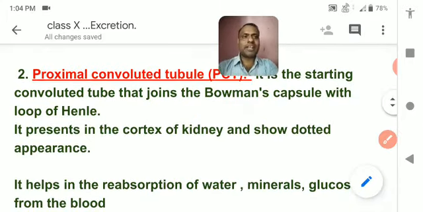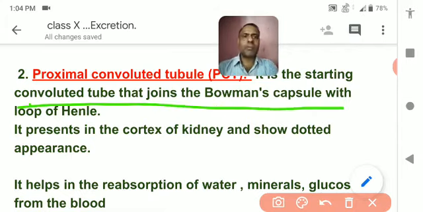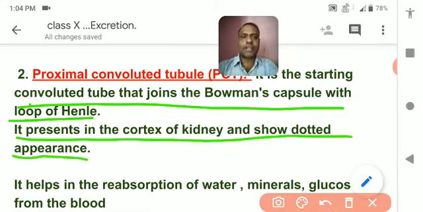So it is the starting convoluted tube that joins the Bowman's capsule with the loop of Henle. It is present in the cortex of the kidney and shows a dotted appearance. Sometimes it is asked why the cortex of the kidney shows a dotted appearance. You can write that the cortex of the kidney contains the Bowman's capsule, or you can say Malpighian capsule of the nephron. That's why it shows the dotted appearance.